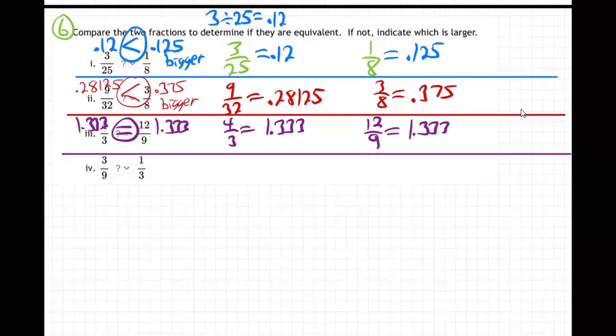And then the last one. So 3 divided by 9 on my calculator. 0.3333 forever, and 1 divided by 3 on my calculator, 0.3333 forever. So they are also equal. Just like that.